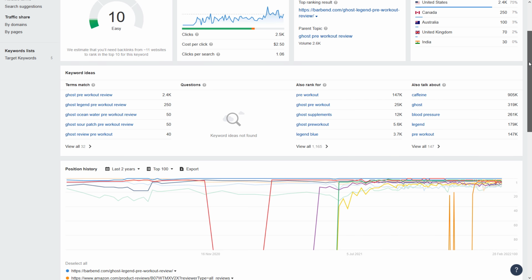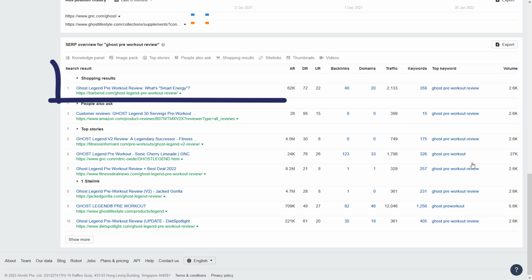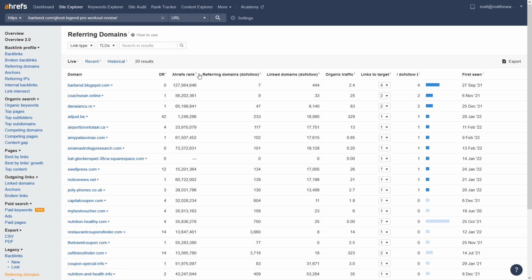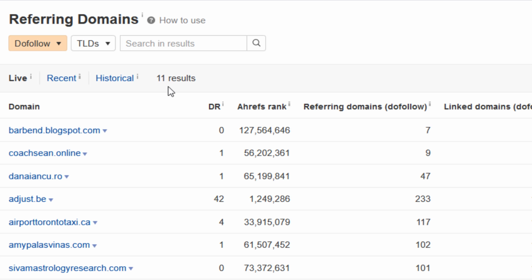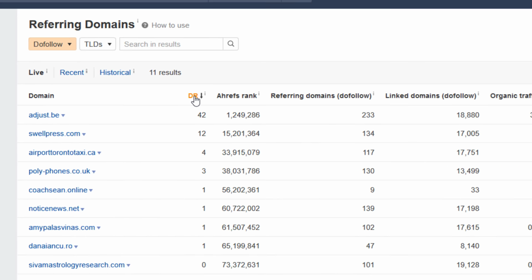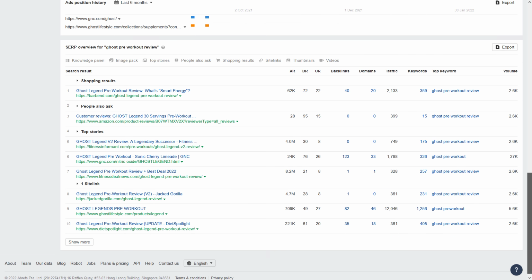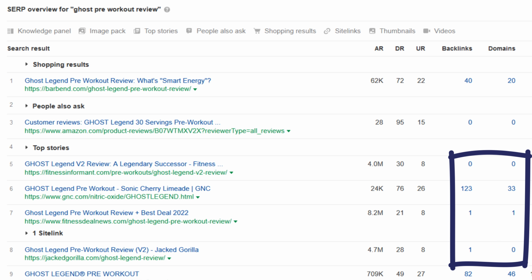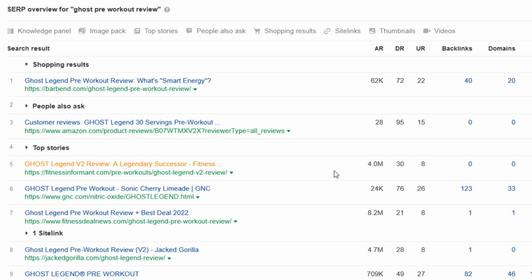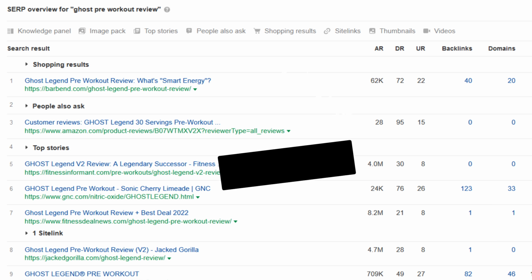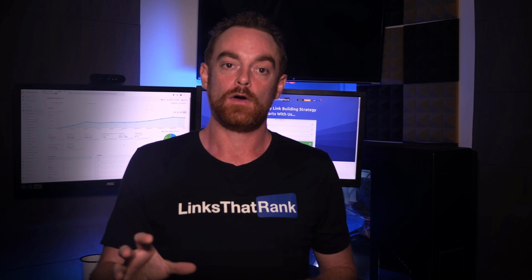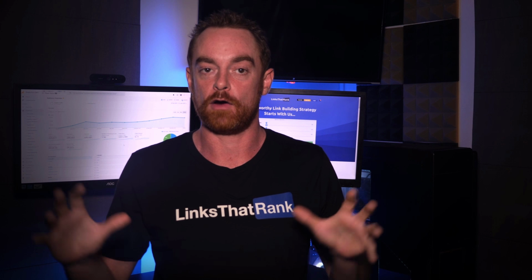If you look at this keyword, you will see that the number 1 is a high DR72 supported by 20 links, but only 11 of these are dofollow and only 1 of them is particularly strong. You can also see many relatively low authority sites ranking with 1 or 0 links. So depending on your site's DR, you could easily take the number 1 spot with 2 or 3 good links here. That is how you decide which pages to build links to, whilst also knowing how many links you need to build at what cost with ROI in mind.